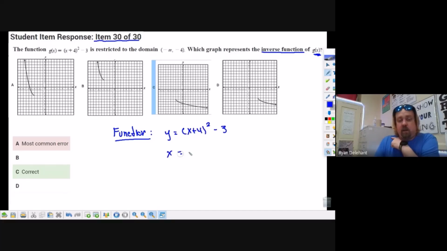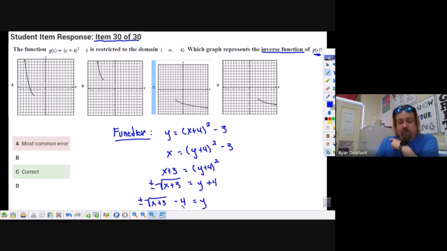And we switch the x and the y around and then algebraically solve this, isolate y over here. So we're going to add the 3. Then we're going to take the square root of both sides, which will put the square root over here. And anytime I take the square root of something, I need to add a positive, negative sign in front of it because it could be the positive or negative square root of that. This is just going to leave me with y plus 4. And then I will subtract that 4 over. And I get plus or minus the square root of x plus 3, minus 4, equals y.